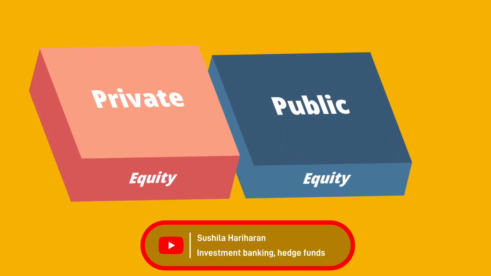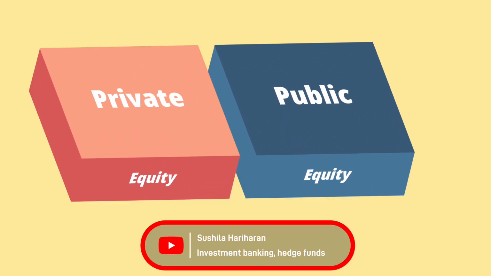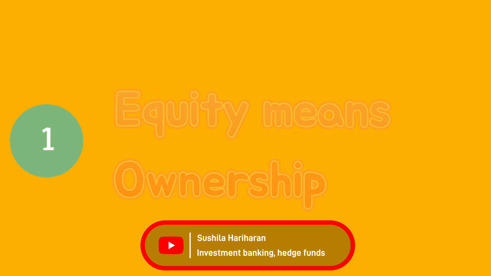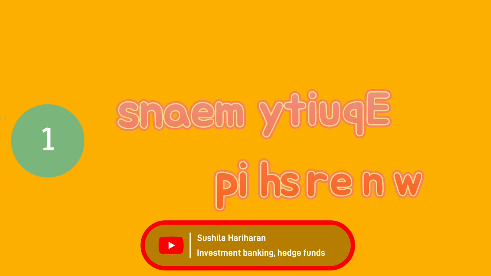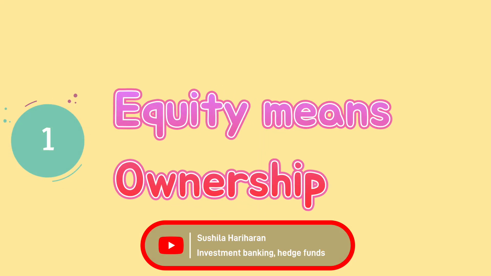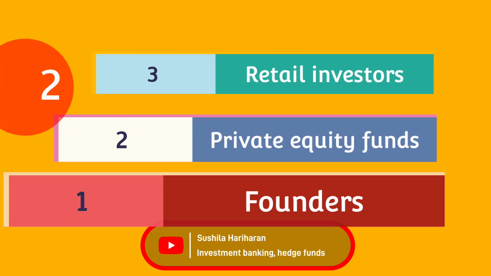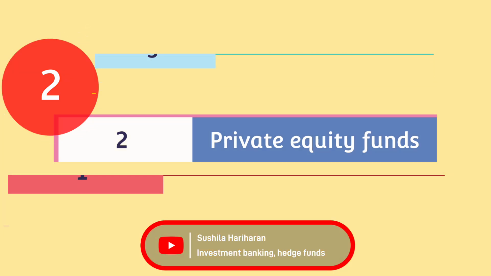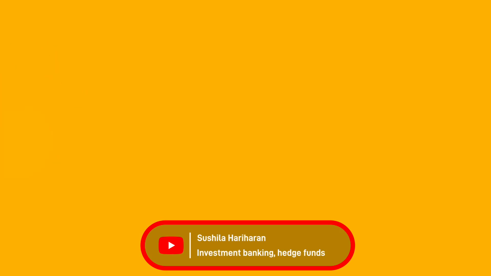Equity is of two categories, private equity and public equity. As the term equity implies proportionate ownership, it means that as an equity holder, you are entitled to ownership over the cash flows of the company, which includes dividends and any other cash flows accruing from sale of assets. Private equity refers to equity that is contributed by founders and private equity funds. At the very last stage, retail investors also enter into the equity ownership pattern.